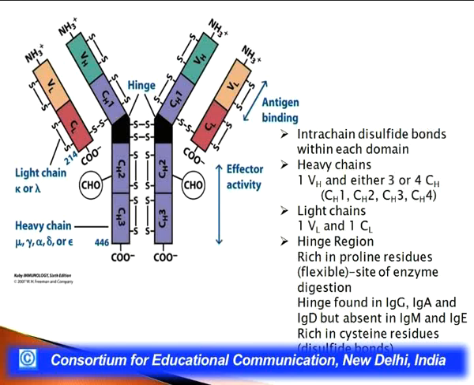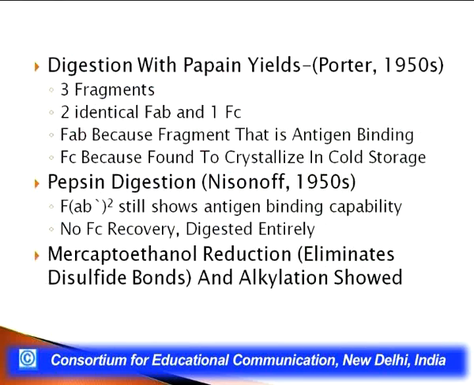There is a very important hinge region, as you can see marked as hinge. This region is very rich in proline residues and is also the site of enzymatic digestion of the antibodies. This hinge is found in IgG, IgA and IgD type of antibodies or immunoglobulins, but is absent in IgM and IgE. It is also rich in cysteine residues, which are responsible for disulfide bridge formation.